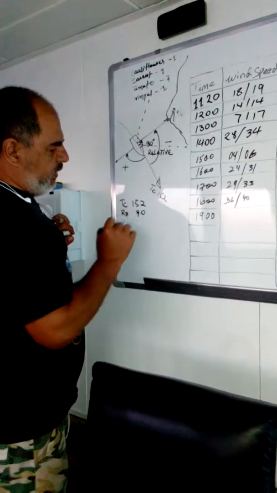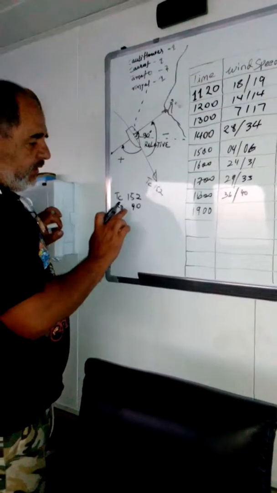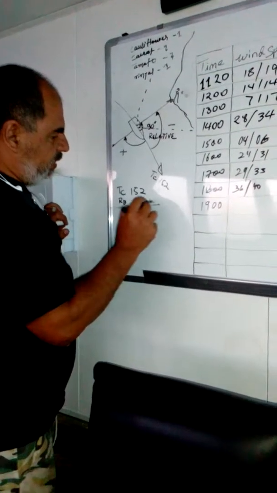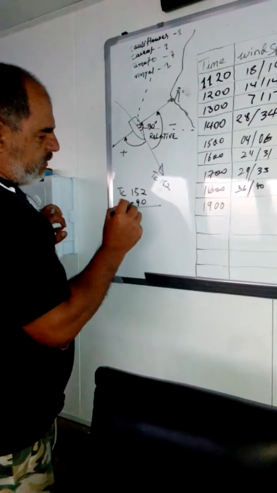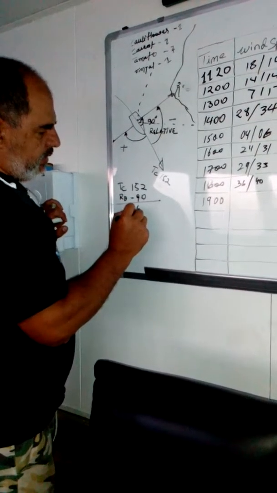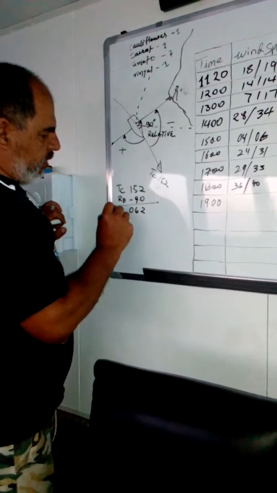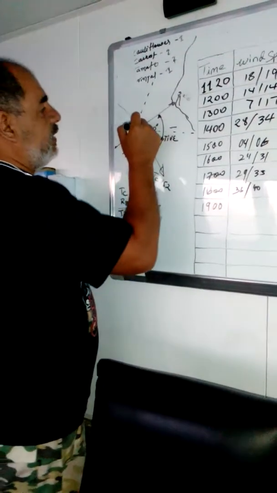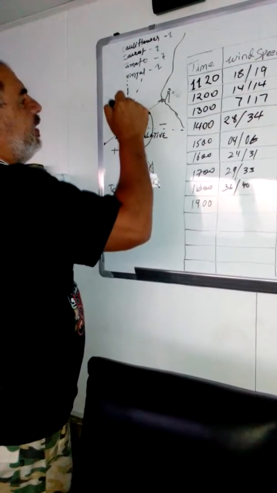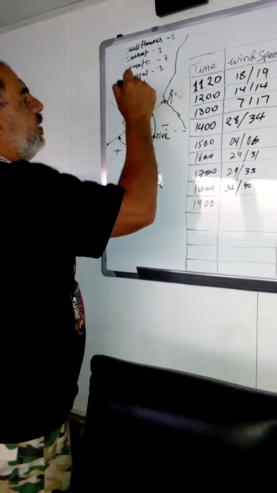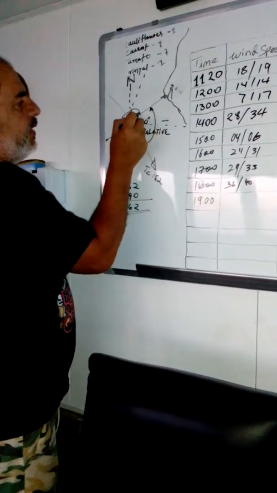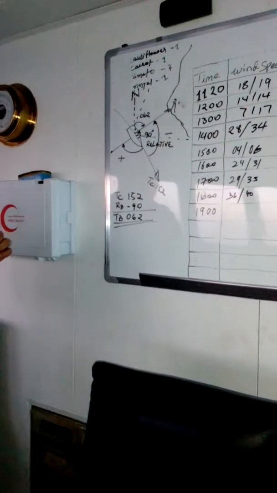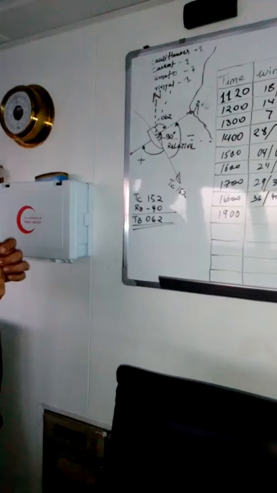In this case, we have to do true course 152 minus relative bearing, 90 degrees. It's only two digits, not three, because it's not a course. Because it's on the port side, it's minus. That means it's 062 true bearing. So you converted this into a true bearing. This is north, and from north to here it's 062 degrees.